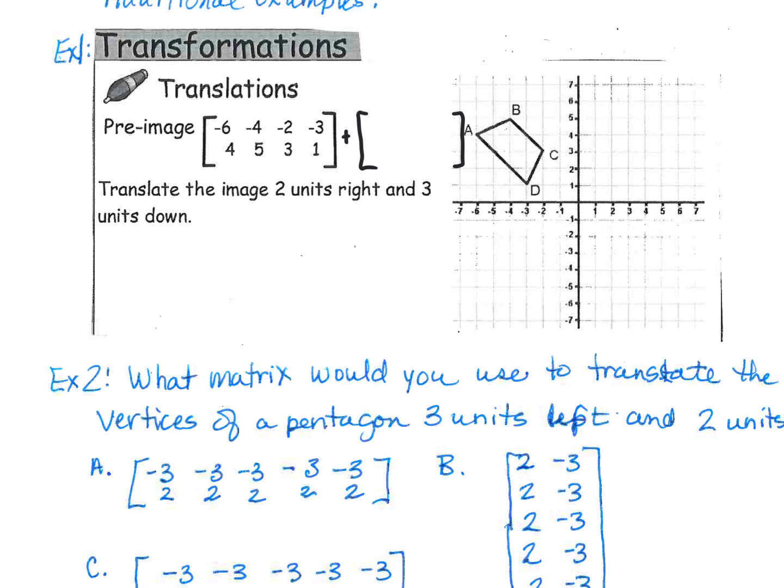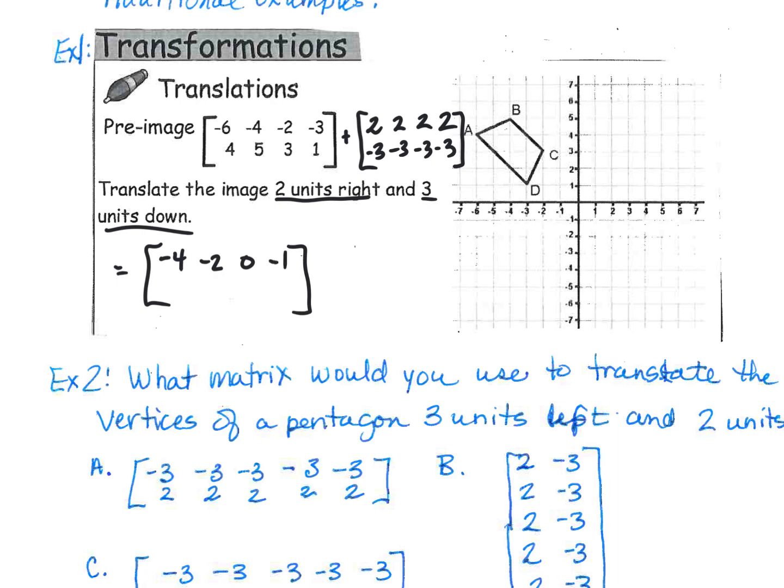2 units to the right would be the x's, wouldn't it? So these would be 2, 2, 2, 2, wouldn't it? 3 units down would be what? Yep, -3, -3, -3, -3. So if you want to very quickly put both of those in your calculator, let's figure out what that's going to be. Or you can do it in your head. I really don't care. -6 plus 2, -4, -2, 0, 1.